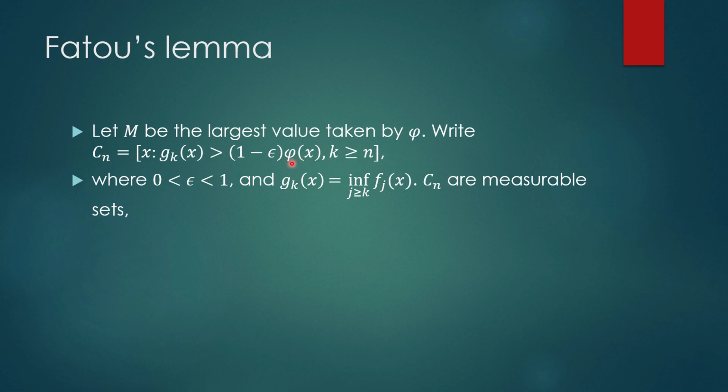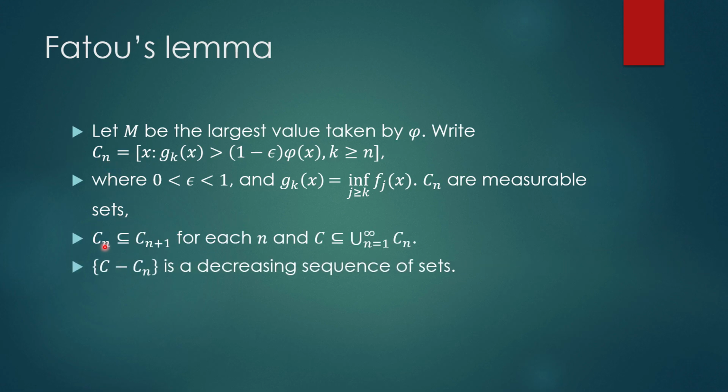Phi x will be greater than a number that will be less than phi x. So if this is a, then phi x is greater than a. So the reasoning of the previous step can be applied here also. Then you define g_k(x) equal to the infimum over j greater than or equal to k of f_j(x), and C_n are measurable sets, because g_k are measurable functions.